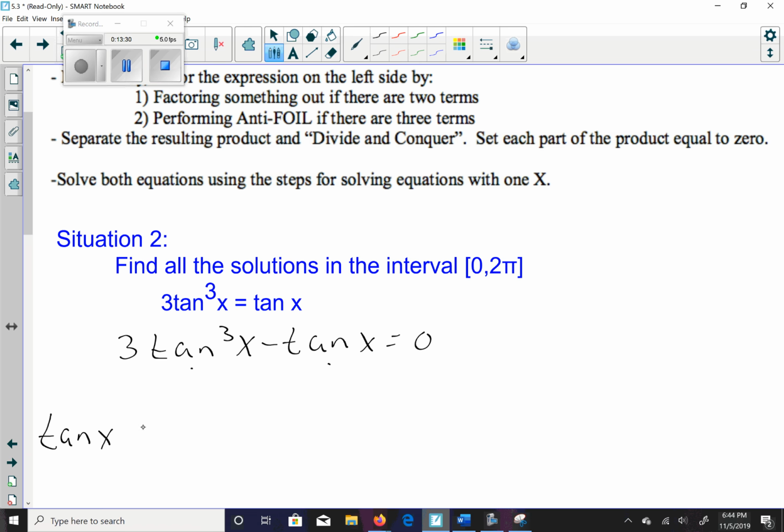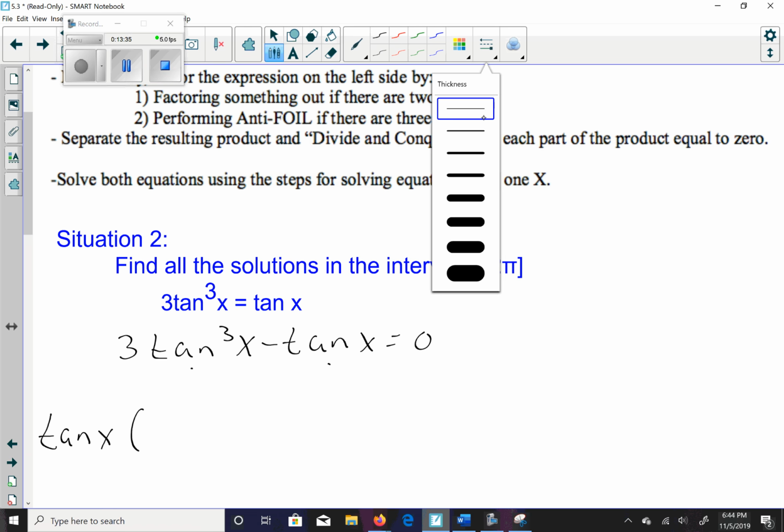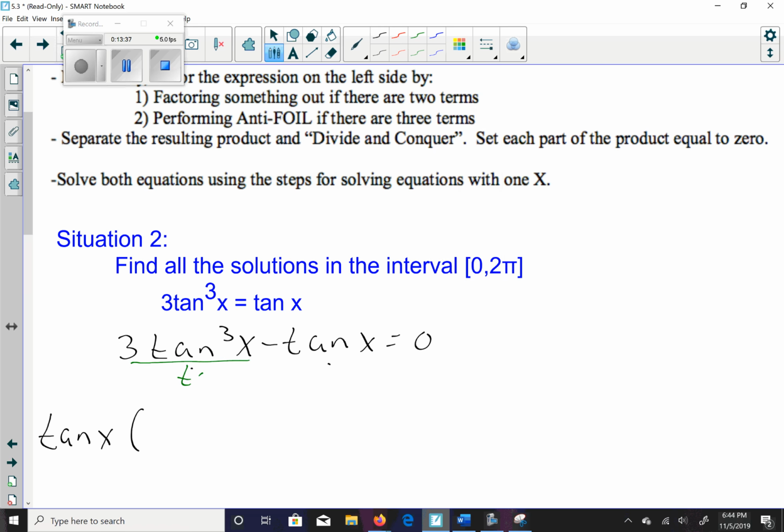When I factor out a tangent of x, what I'm basically doing is dividing both of these terms. I'm dividing this term by tangent of x, and this term by tangent of x, and the tangent of x I'm dividing by is what I put here. What I'm left with is the 3 in this term, and then the tangent squared, and then tangent of x divided by tangent of x will be minus 1. And this is equal to 0.